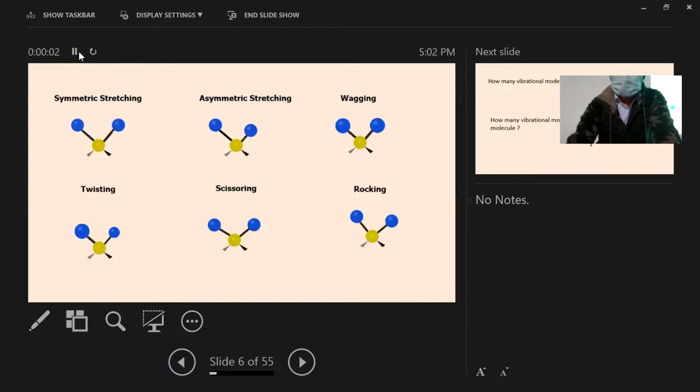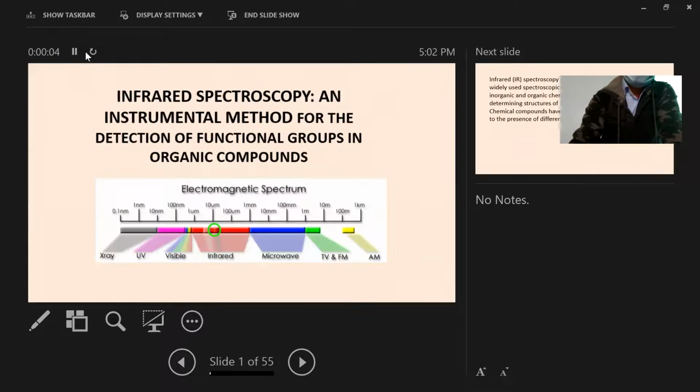Okay, what I'm going to show you. So today we are going to learn infrared spectroscopy. What I have mentioned. What is infrared spectroscopy? In the last class, we learned about UV-visible spectroscopy.